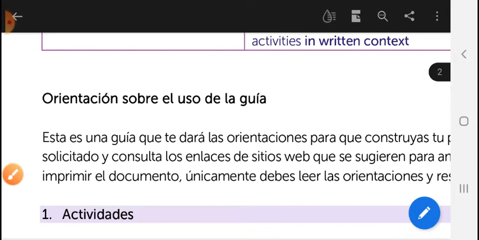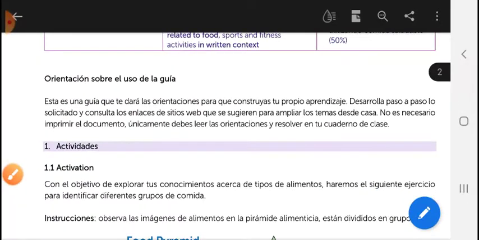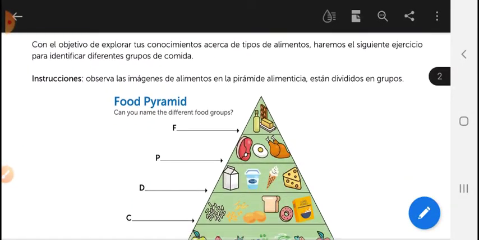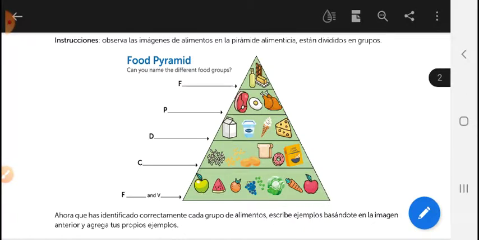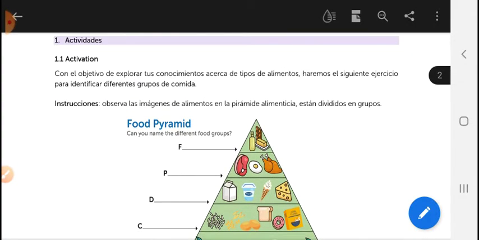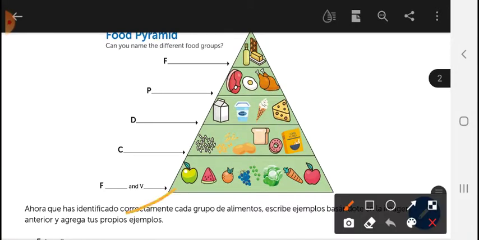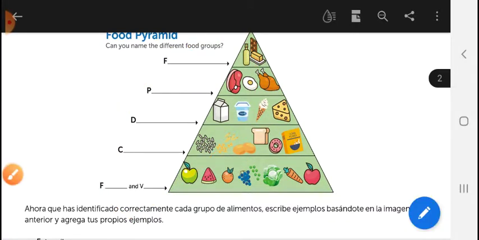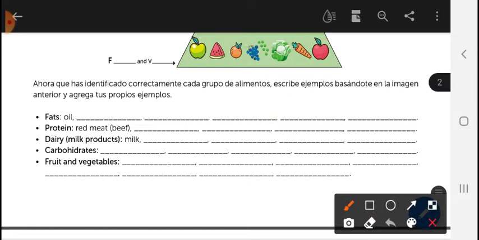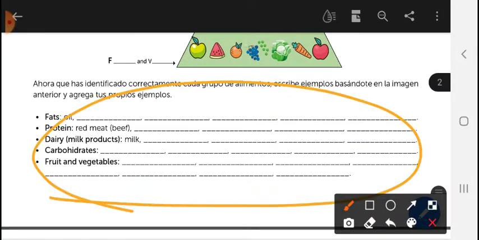Okay, now first, before we try to work on the guide, let's have a general overview of it, okay? Antes de empezar a trabajar, vamos a ver una vista general. En the activation part tenemos la food pyramid, okay? Tenemos que identificar cada uno de estos parts, de la food pyramid, y sus grupos, y los alimentos que componen cada grupo.